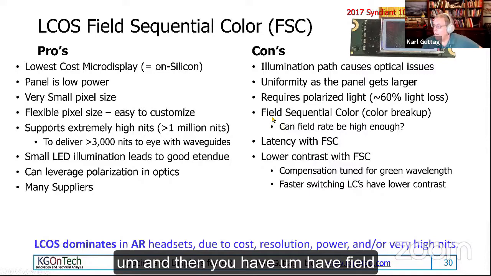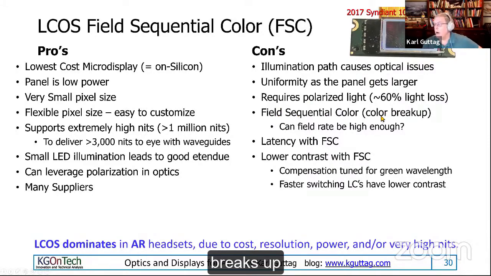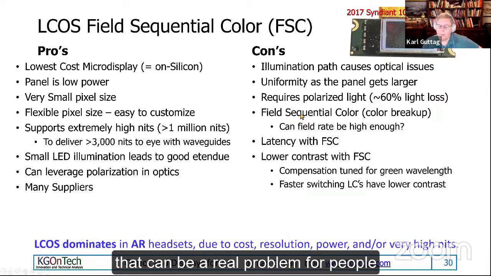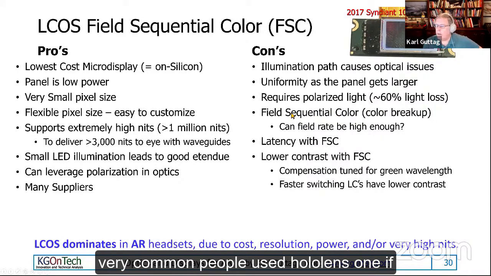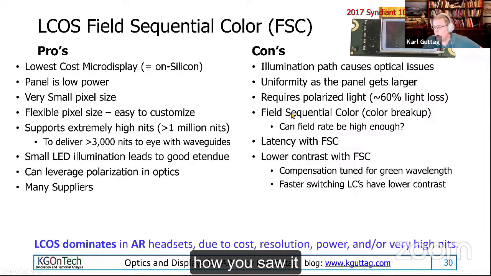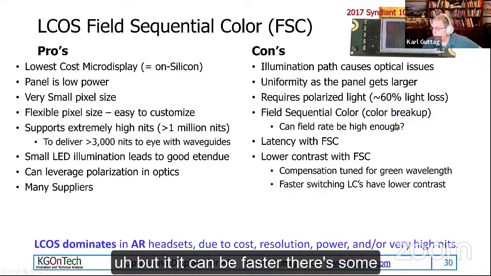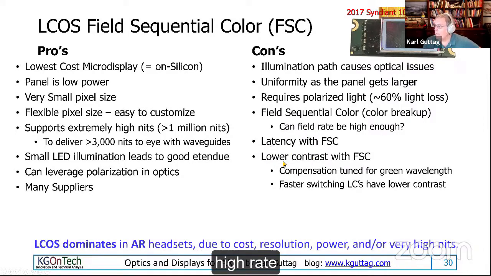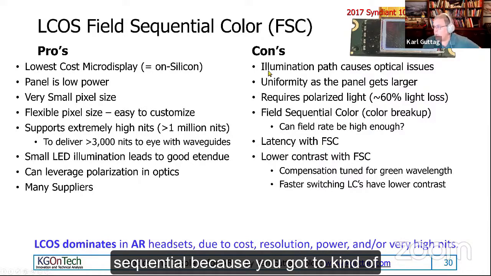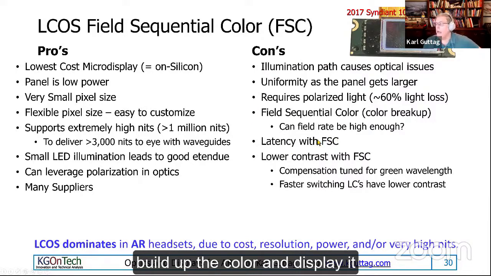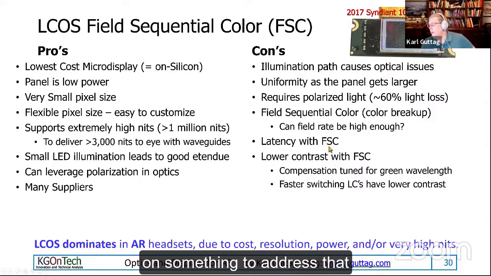And then you have field sequential color, which is a big issue. It breaks up. That can be a real problem for people when you move your head. Very common, people who used HoloLens 1, if you moved your head around, you noticed how you saw it. Now, they used a really slow field sequence rate on the HoloLens 1, and so it made it really bad. But it can be faster. There are some LCOSs now that are faster, such as Compound Photonics, who is claiming a very high rate. There's latency with the field sequential because you've got to build up the color and display it. Once again, Compound Photonics is working on something to address that.